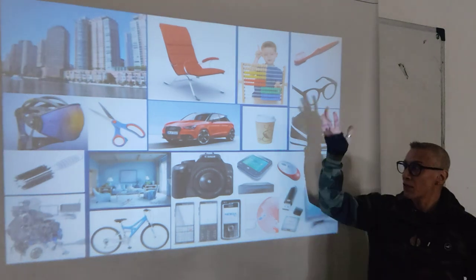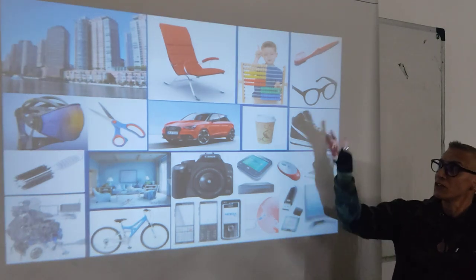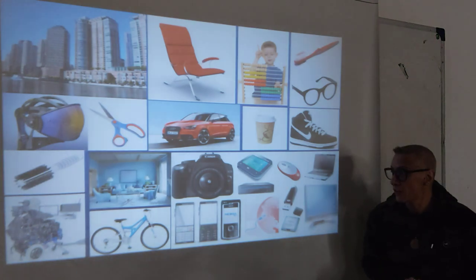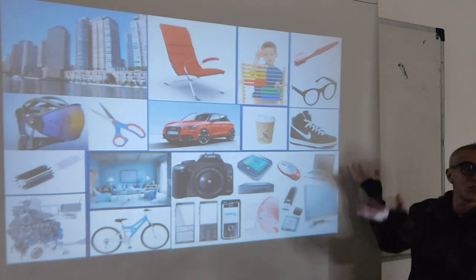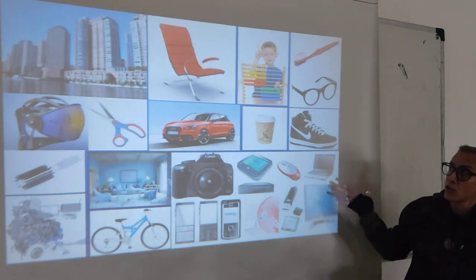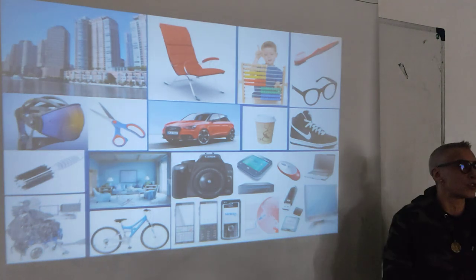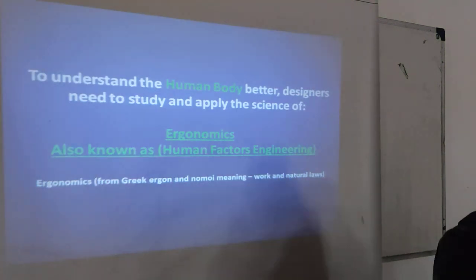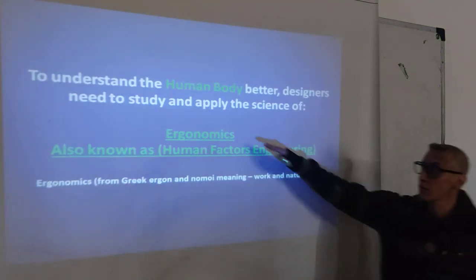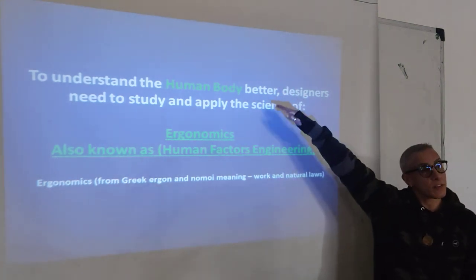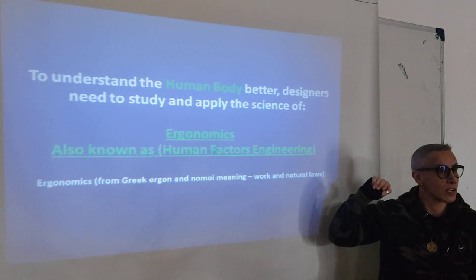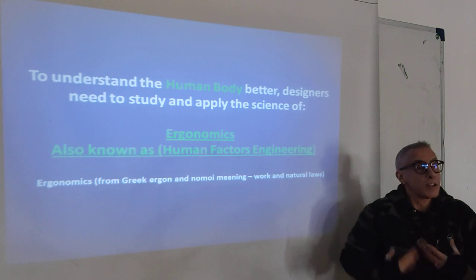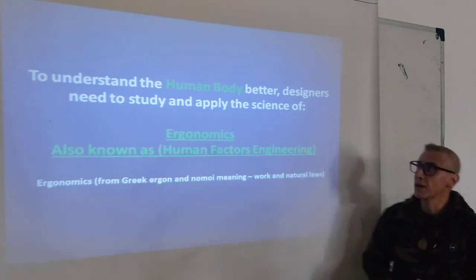Here are some examples of everyday products. All of these things are designed for humans. So if we don't understand the human, the main target of our designs, we cannot design these objects or any object correctly. Okay? So this is crucial, understanding the human. So ergonomics helps us to understand the human body better, so that we can design better designs to fit this human, whoever it's going to be, okay?